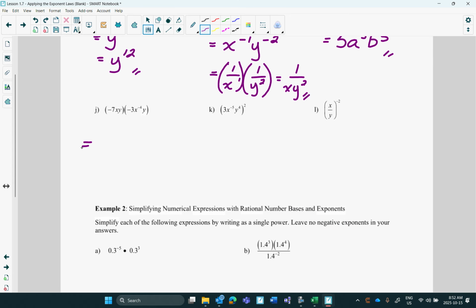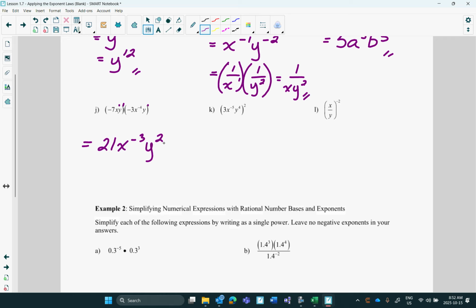We're back to multiplying again. Remember, if there's no exponents, put a 1 with it. So negative 7 times negative 3? 21. X to the first times x to the negative 4th: x to the negative third. Add those two. 1 plus negative 4 is negative 3. Y to the first times y to the first: y to the second.